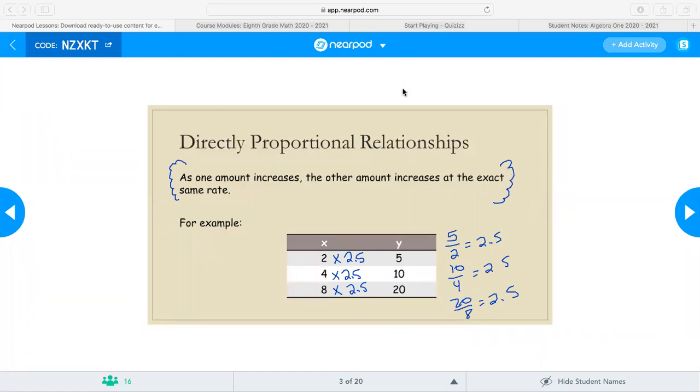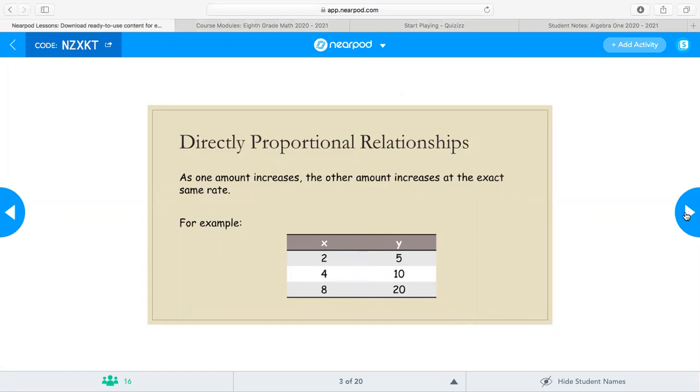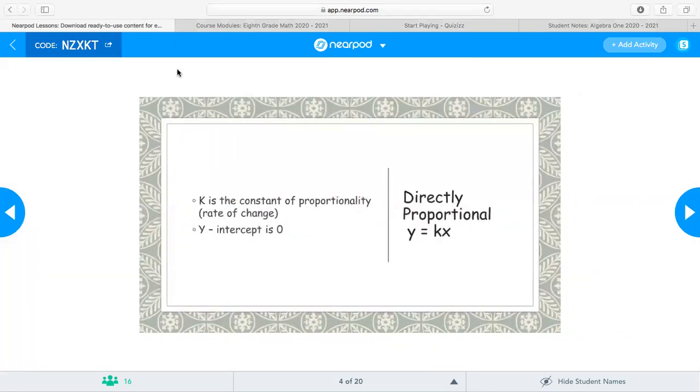So let's look at this. If something is directly proportional, it is said to have the equation y equals kx. This part should look familiar from the previous year. Y equals kx is how y'all wrote equations. In the equation y equals kx, k stands for the constant of proportionality.